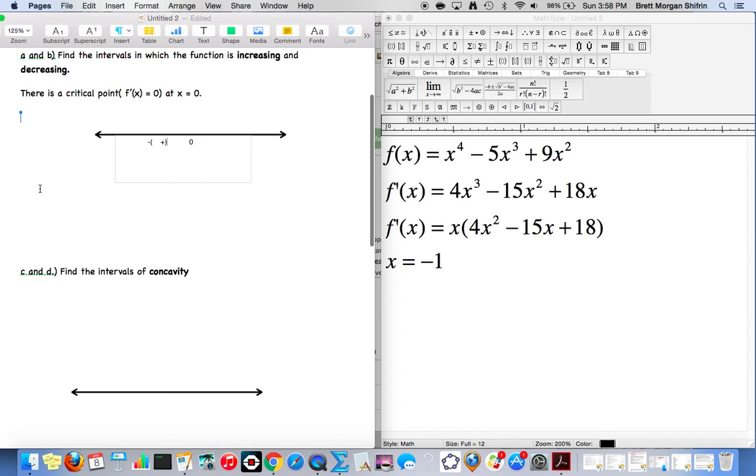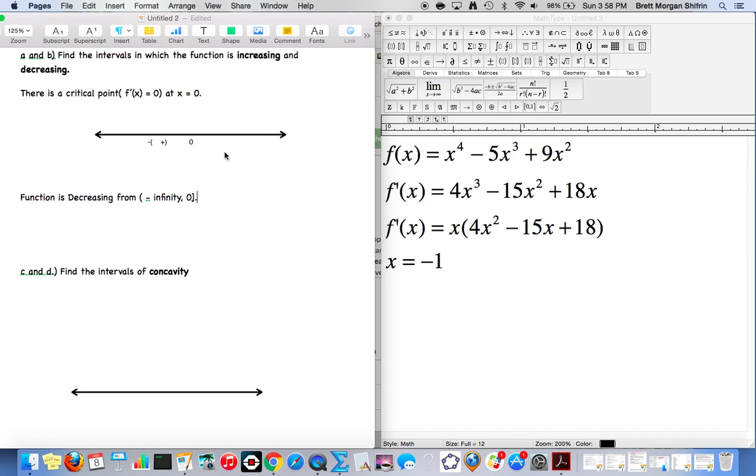So I'm going to be able to say that the function is decreasing from -infinity, comma, 0, and we're going to use a bracket there.